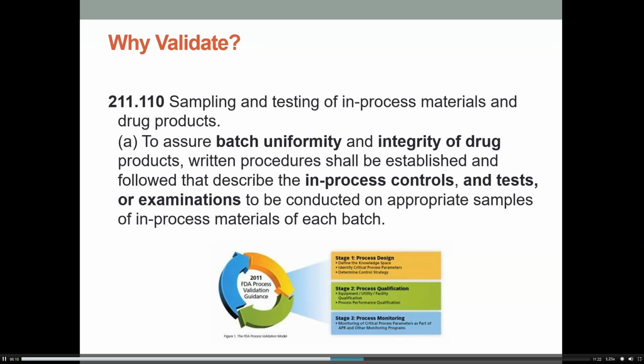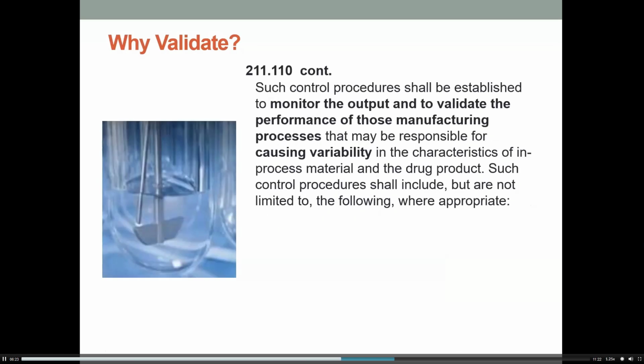What tests are you doing? What inspections are you making? What examinations do you perform to make sure that the in-process controls are at the level that you're expecting them to be throughout the process? So the next part of that is such control procedures shall be established to monitor the output and to validate the performance of those manufacturing processes that may be responsible for causing variability. So you need to be in control of the things that can cause variability. The more knowledge you have about that, the more control you have over your process.